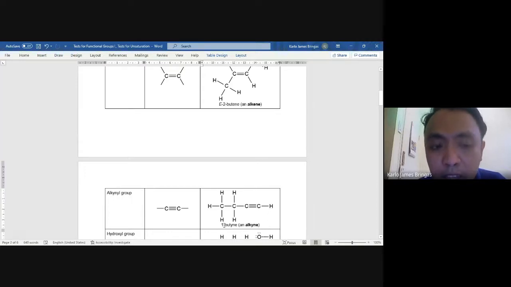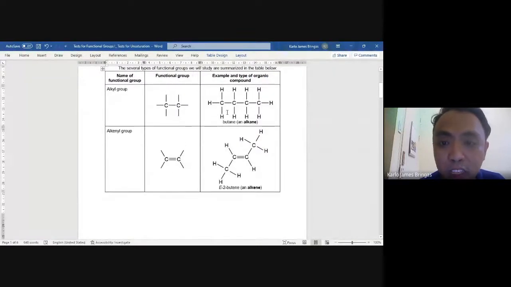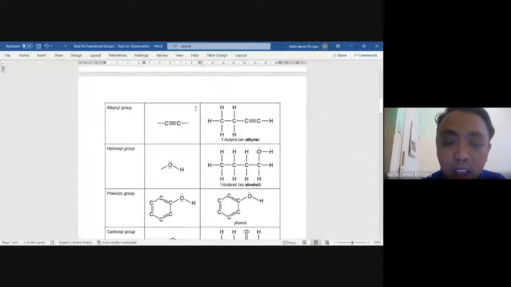So one particular example of an alkyne that we might be familiar with is if you go to a welding shop, for instance, so meron kang acetylene gas na ginagamit doon to be able to burn, or rather to be able to weld our metals together. So that is an example of an alkyne. So for today, we'll just focus on the first 3. The alkyl group, which is contained in the alkane, alkenyl group, which is contained sa ating alkene, and the alkynyl group, which is a part of the alkyne.